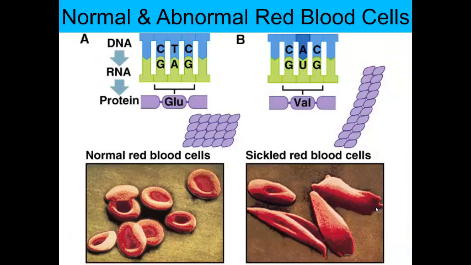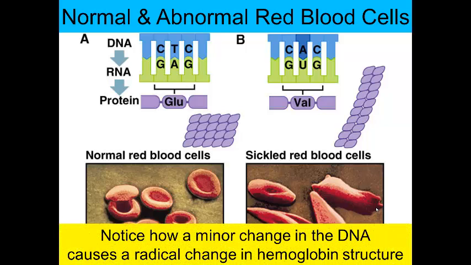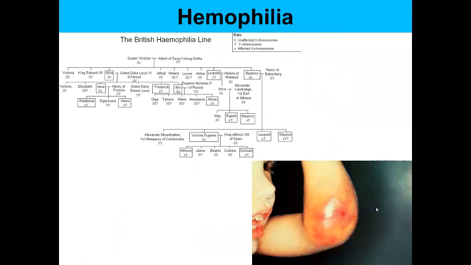So if you look at this picture, you can see normal red blood cells as well as sickle cell red blood cells. What it's showing you there is that there's a single mutation that is responsible for this, and it determines the way proteins are packed together. Notice how a minor change in the DNA causes a radical change in the hemoglobin structure.